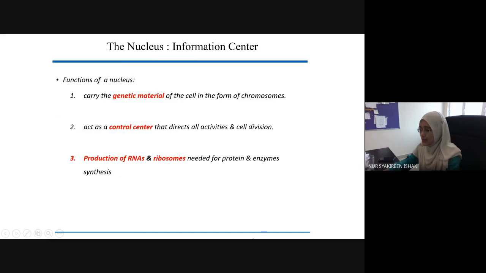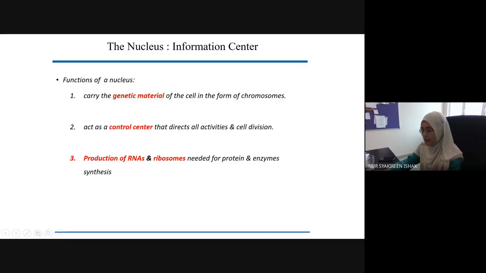So function of nucleus, one is to carry genetic materials, which is the DNA, and then act as a control center that directs all activity and cell division. And then the third one, it involves in the production of RNAs, mRNA, rRNA, and tRNA, and also it is the site where ribosomes are produced, which is needed. The ribosome function is to synthesize protein within the cell. Protein, enzyme, right? Hormones. So the ribosome then later involved in protein synthesis.